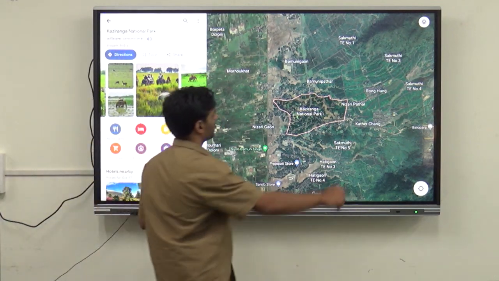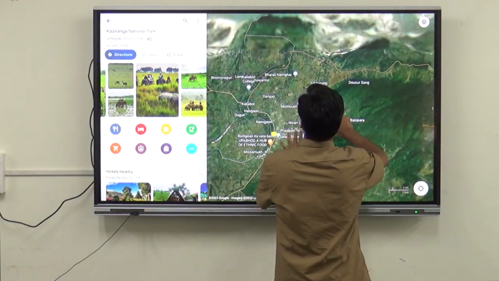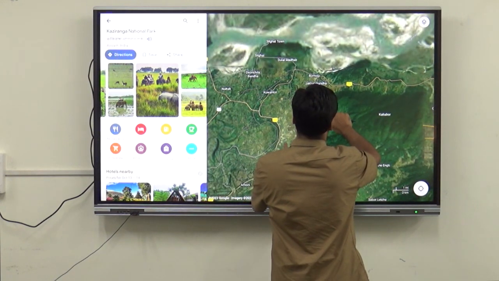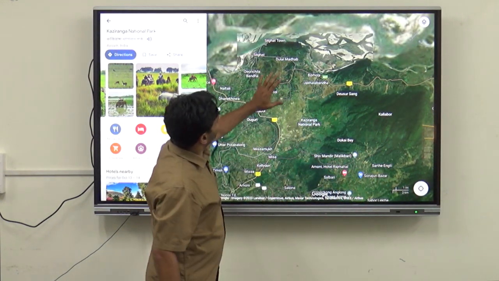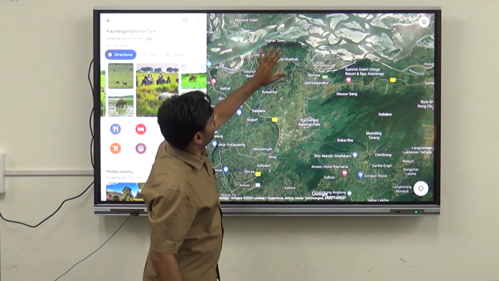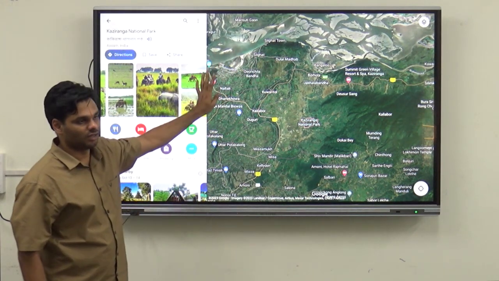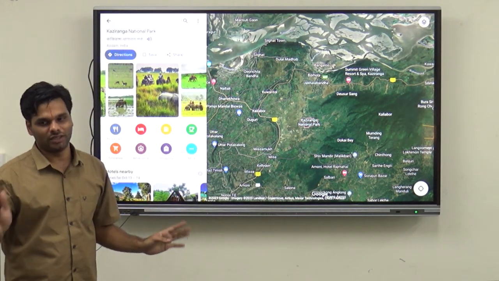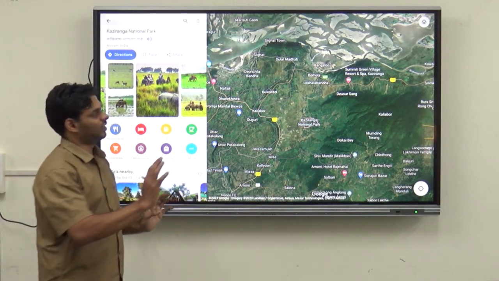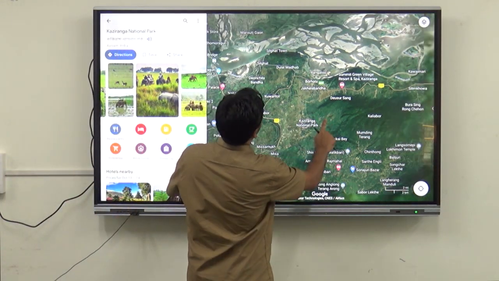Anyways, this is Kaziranga National Park. I think it is literally 20-25 kilometers, 30 kilometers maybe, not more, from the Himalayas.